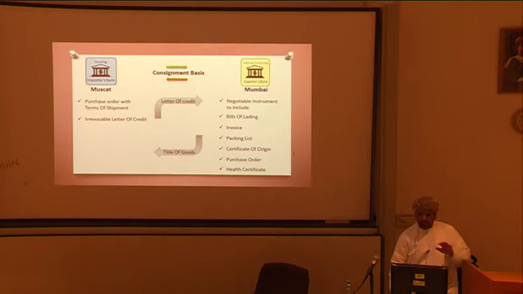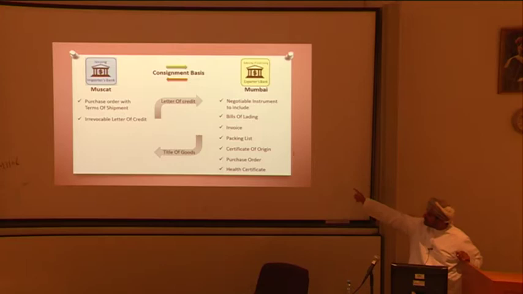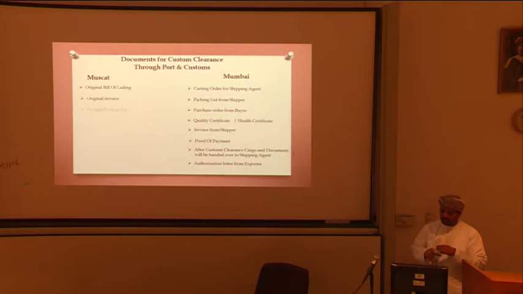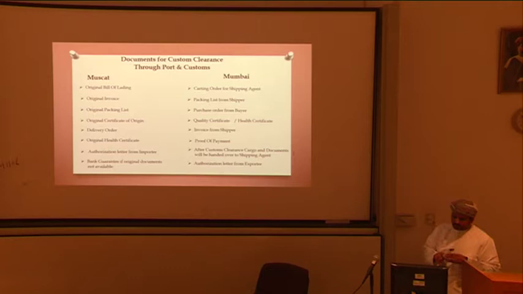So this is what it shows in here. Okay, letter of credit, title of goods goes to the other bank. Title of goods, it means through the bill of lading. So these are the documents that need to be ready for the customs clearance.